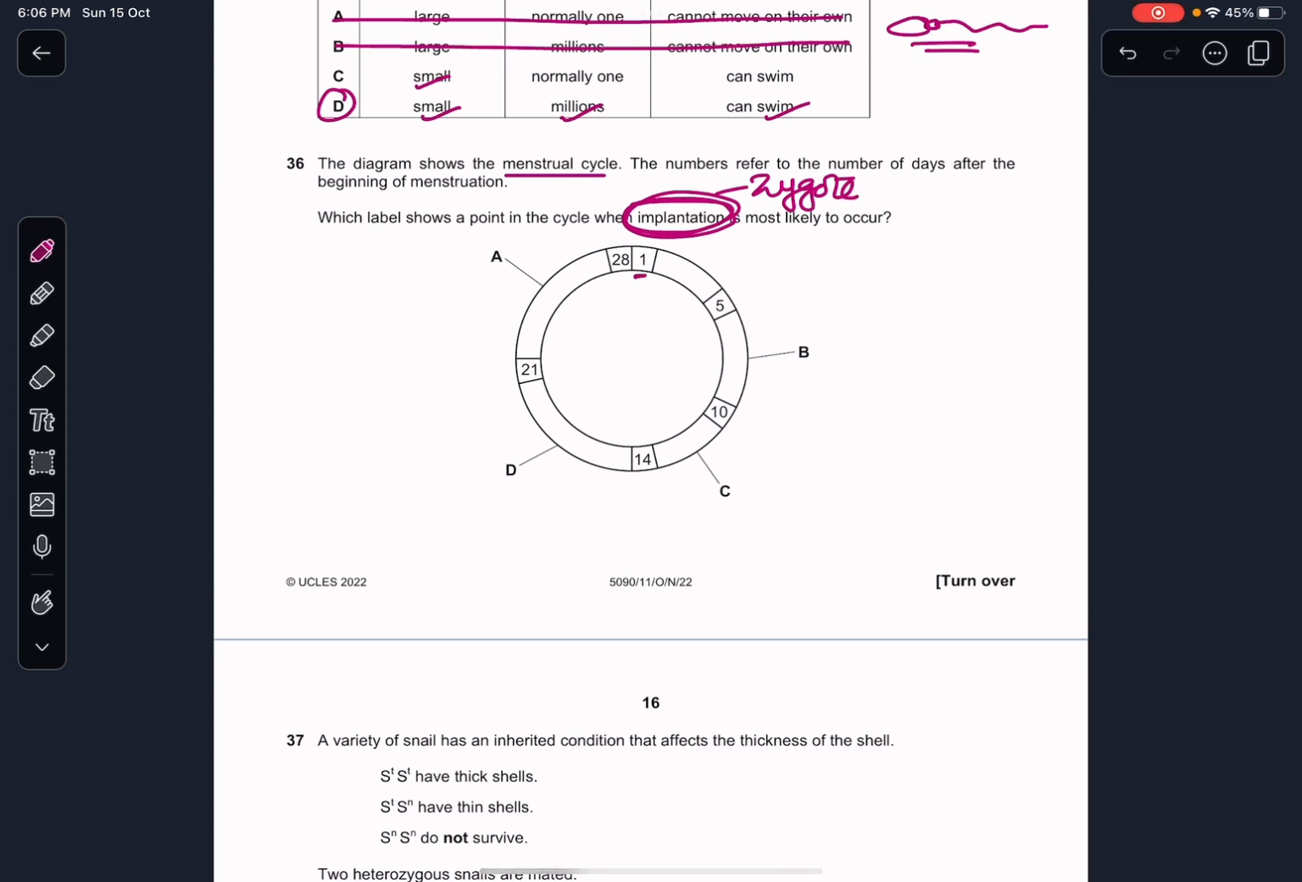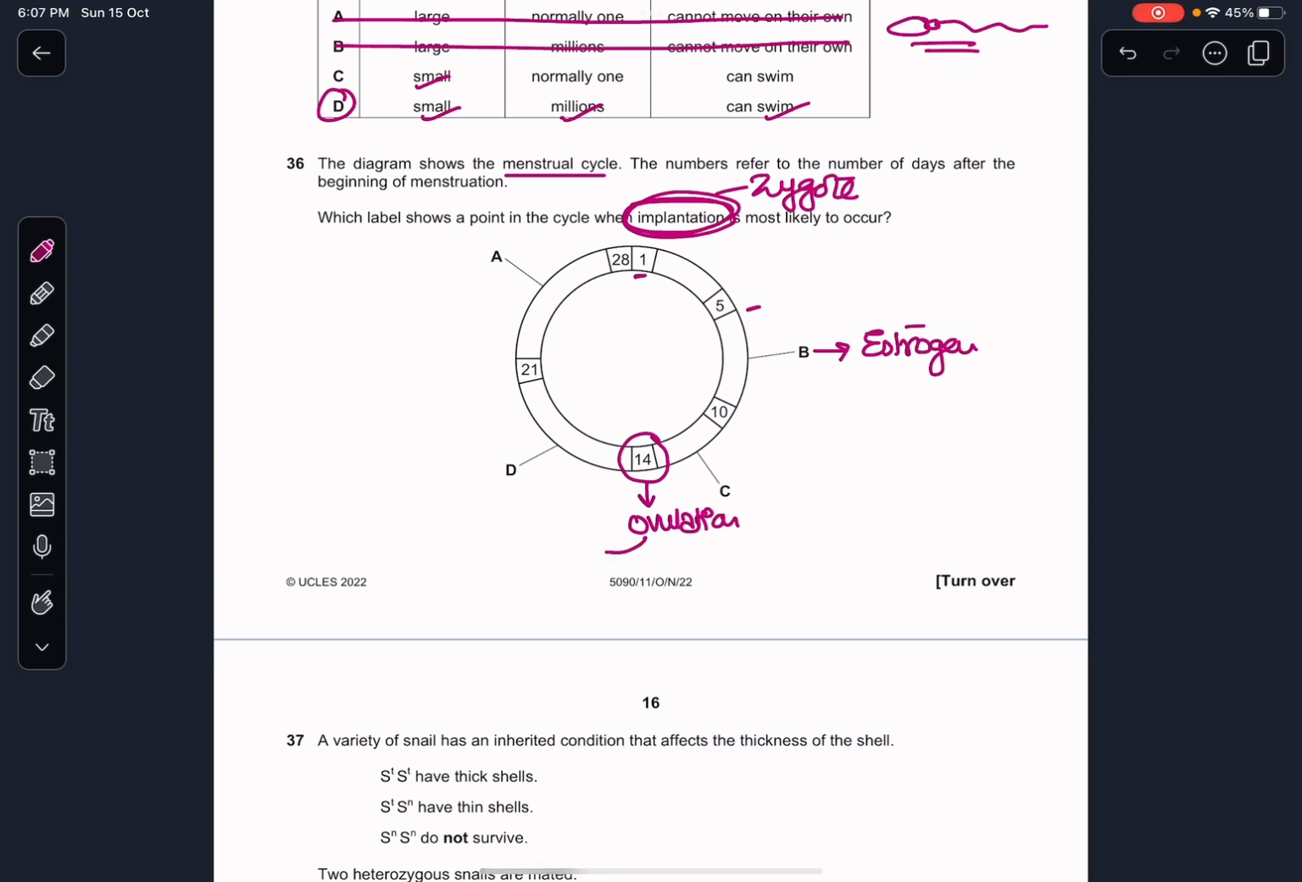So 1 would be the day when menstruation has started. Over here, the menstruation is going to end. B is the time when estrogen is high and the lining of the uterus is getting developed. C is when there is going to be an LH surge, and the 14th is the day when ovulation occurs, right?